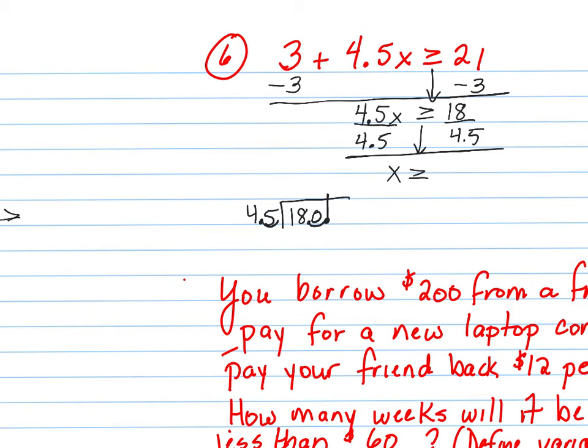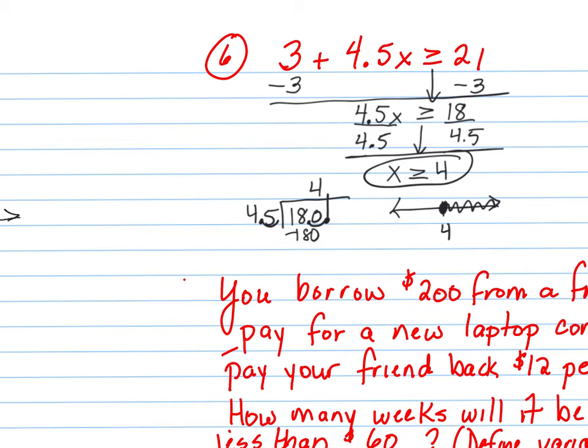180. Nevaeh, how many times is 45 going into 180? 4. Perfectly, right? So it's x is greater than or equal to 4. Open circle or solid dot, Lainey? Shading. I didn't hear you. Shading to the right. Is 10 in that shaded region?